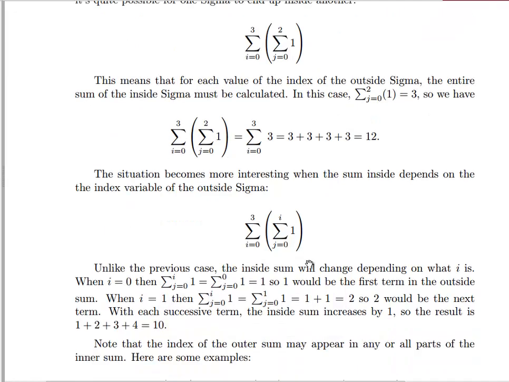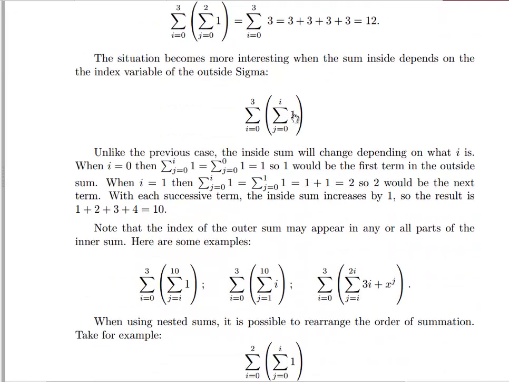Now, that was a very simple case. It's quite possible to have cases where the inner sigma depends on the index variable of the outer sigma. In this case, it's a little more complicated. Well, let's see what we get here if we try this. Suppose we consider the sums here. Now notice we have i equals 0, i equals 1, i equals 2, i equals 3. So we're actually going to have 4 terms.